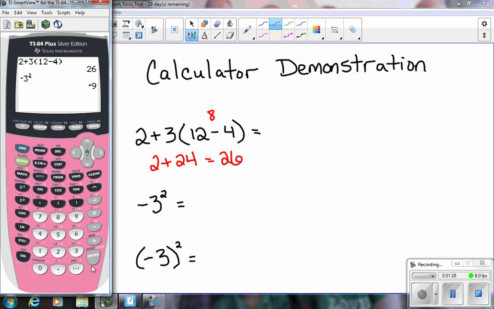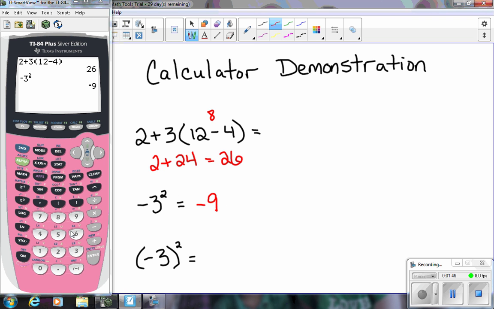That's because your calculator follows the order of operations. The first thing it does is it sees 3 squared because it does exponents first. 3 squared is 9. Then it takes the opposite of that and you end up with -9.